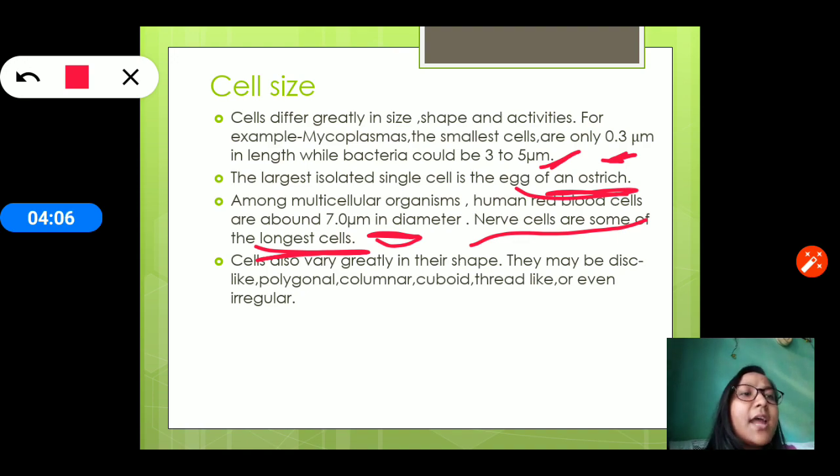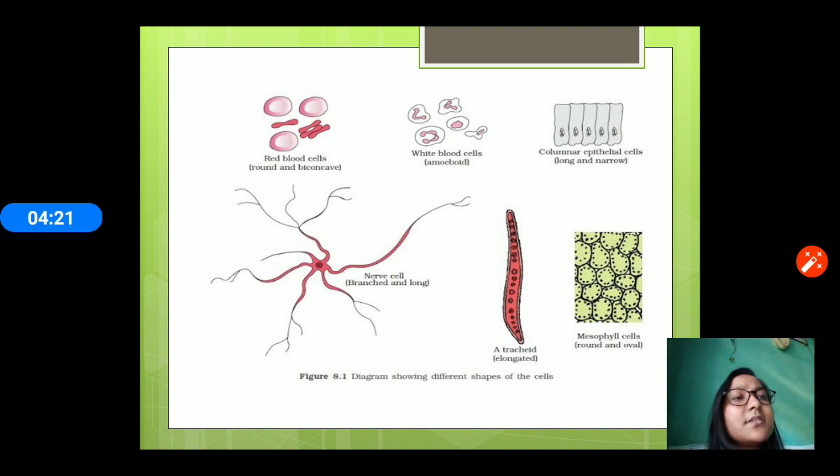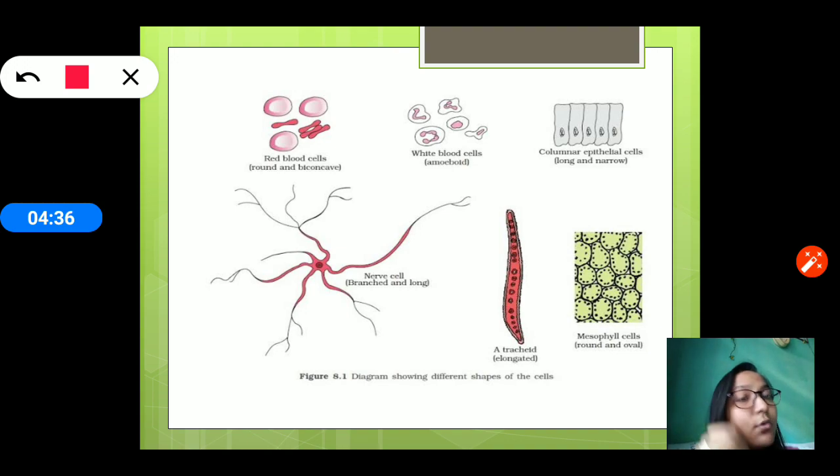Cells also vary greatly in their shape. On the basis of their functions, they have different shapes, for example, polygonal, columnar, cuboid, thread-like, or irregular structures. These are some shapes of cells. Red blood cells are round and biconcave. White blood cells are amoeboid, and columnar epithelial cells are long and narrow. Nerve cells are branched and long, and because they are useful in control and coordination processes, that's why they are long and branched.